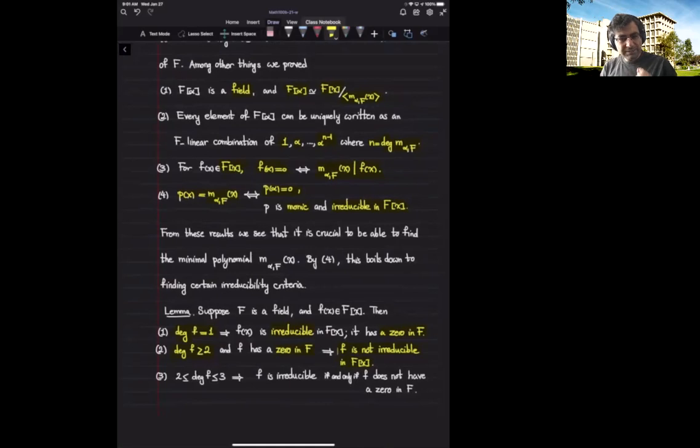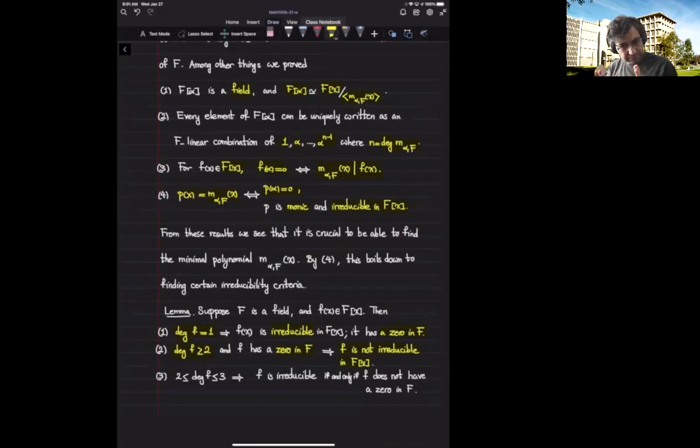Now, the nice thing is that if my degree is either 2 or 3, then being irreducible or not is equivalent to saying that f doesn't have a 0 or it has. And it is rather easier to find out whether or not a polynomial has a 0 than to find out if it can be split into different factors.